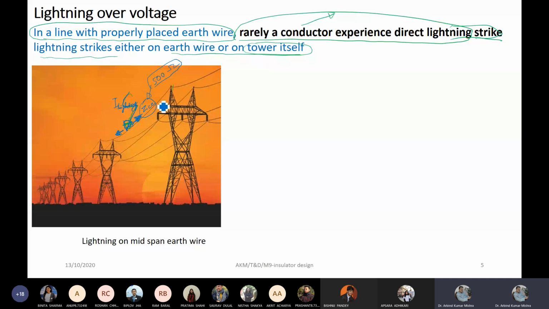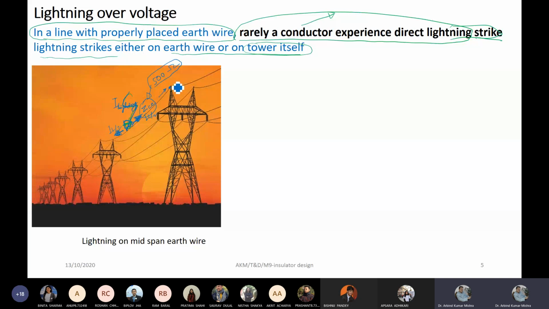So now what will happen when this lightning current strikes? Of course, at this point the path impedance for both ways, whether it moves in this direction or this, is the same. Therefore half of this lightning current will move in this direction and half will try to move in this direction. Now after some time, it will reach this point. Now it has two paths.